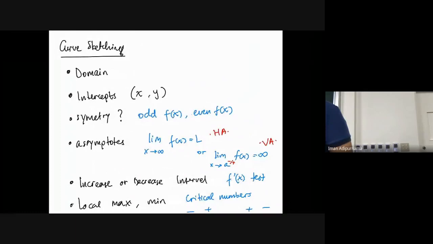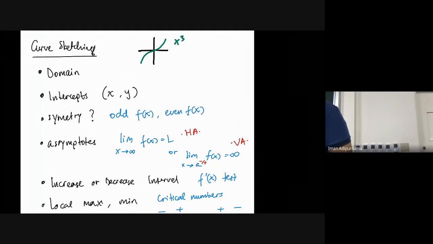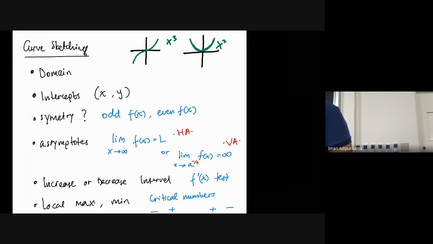If you remember our graph of x cubed, and remember our old friend x squared, we say x squared is symmetrical. You can mirror left and right. The cube is asymmetric because you cannot mirror left and right. So every time you have an odd function, it will be asymmetric. An even function will be symmetric. This is symmetric, and this is asymmetric.